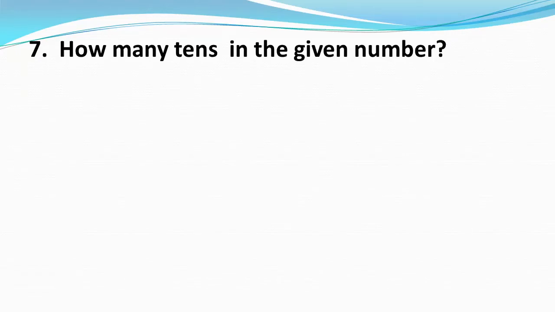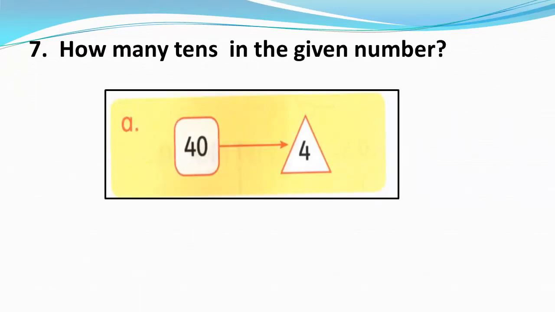Here the question is, how many tens in the given number? One has been done for you. Look at this. What number is this? This is 40. In 40, there are 4 tens and 0 ones. So how many tens are there in 40? Look, there are 4 tens in 40.